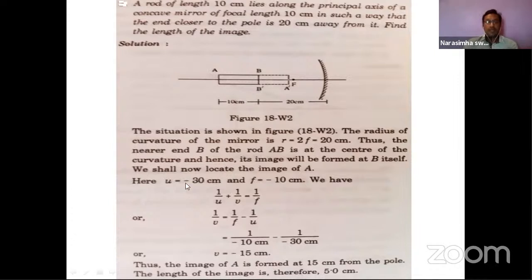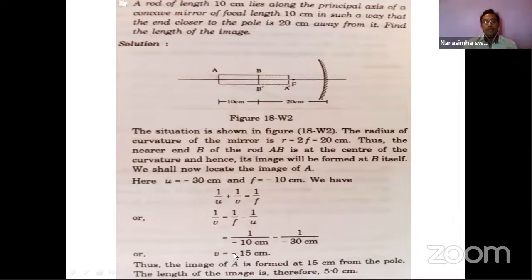Observe the signs here. Minus sign is given because it is a concave mirror, so all the measurements are from the pole, opposite the direction of light. We have the equation 1 by v plus 1 by u is equal to 1 by f. Substitute the values and you are getting 1 by minus 10 centimeters minus 1 by 30 centimeters, we're getting minus 15 centimeters. So the image of A is formed at 15 centimeters from the pole.